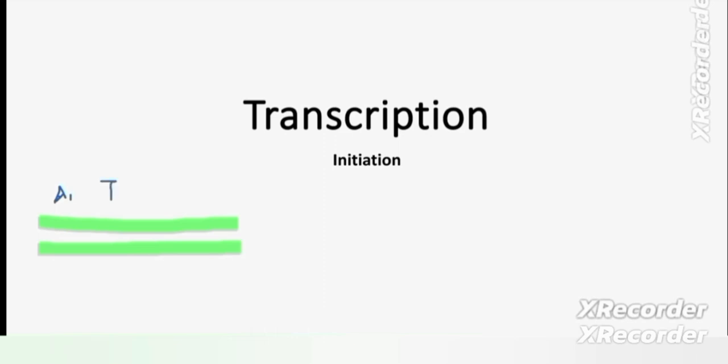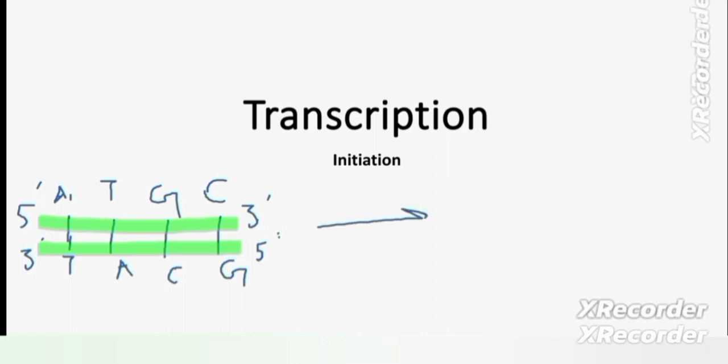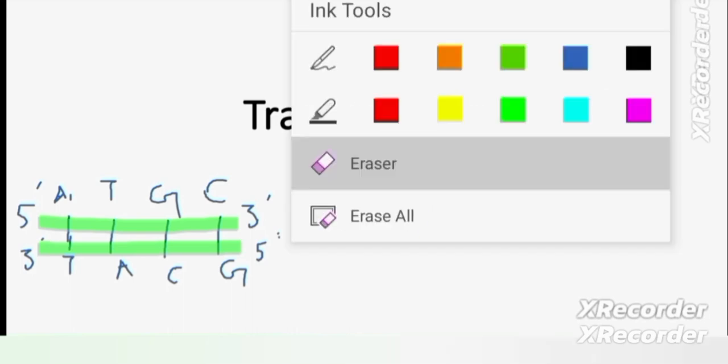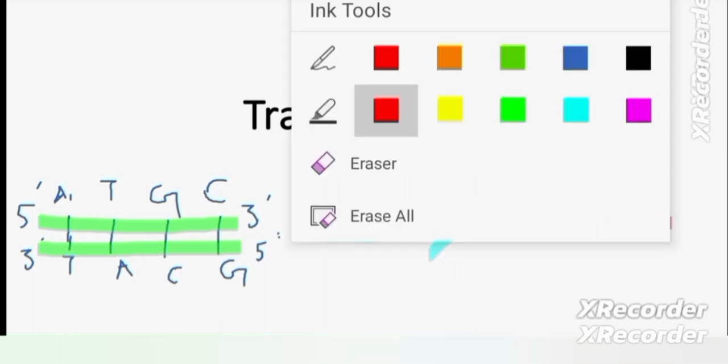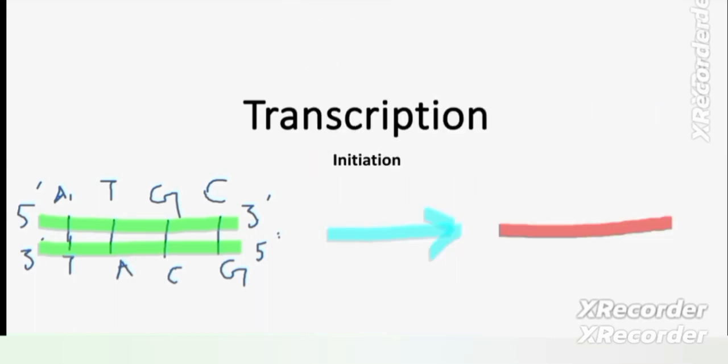Here you can see the structure of a DNA molecule having two strands in which adenine bonds with thymine and guanine bonds with cytosine. This double-stranded DNA molecule unwinds and one of the strands will act as a template strand for the synthesis of RNA. This 3' to 5' strand, which consists of T, A, C, G nitrogenous bases, acts as a template and synthesizes the RNA. And in RNA, uracil is present instead of thymine.